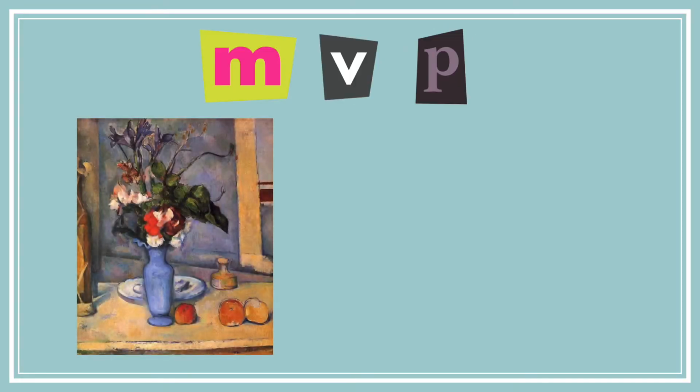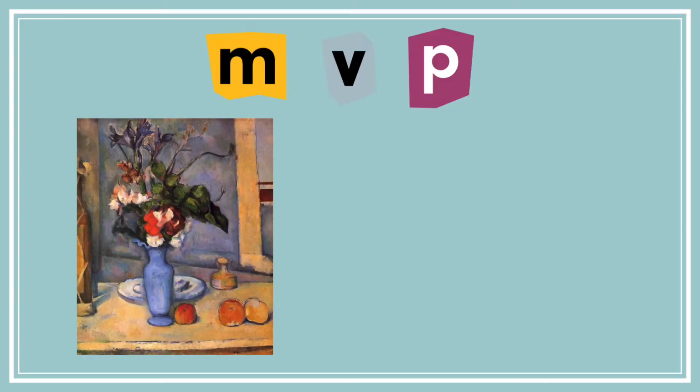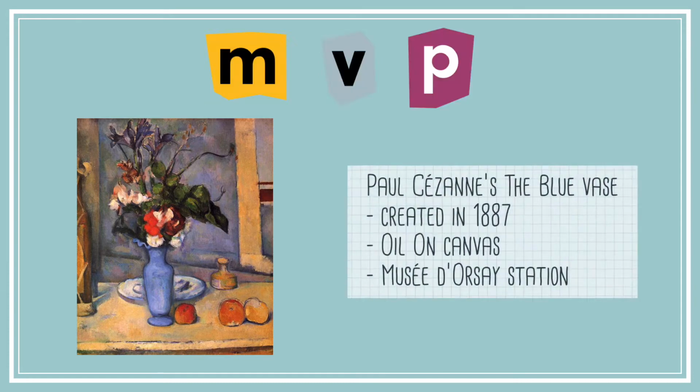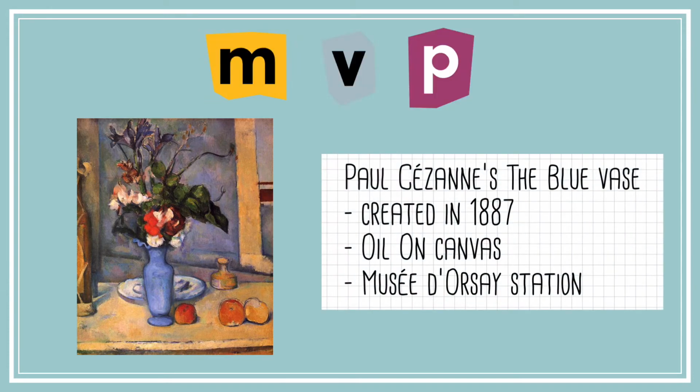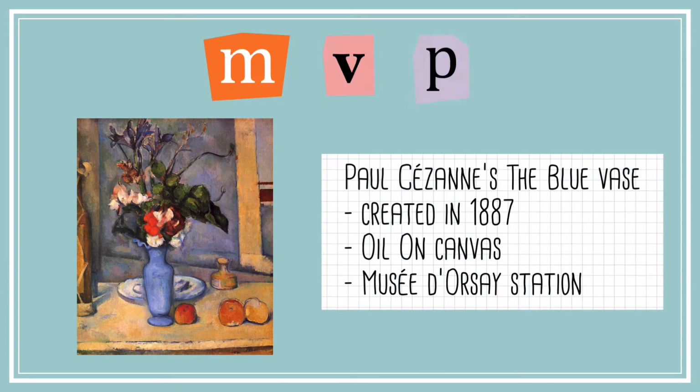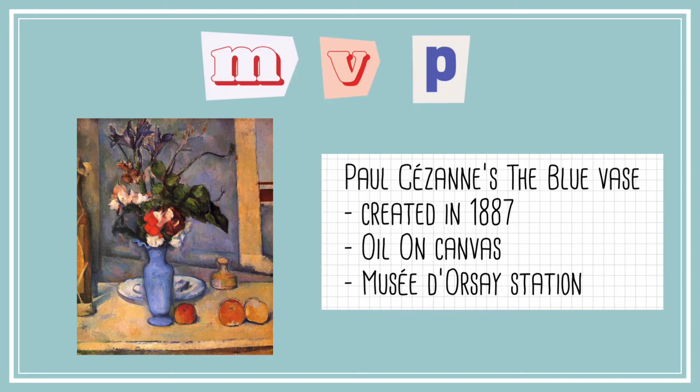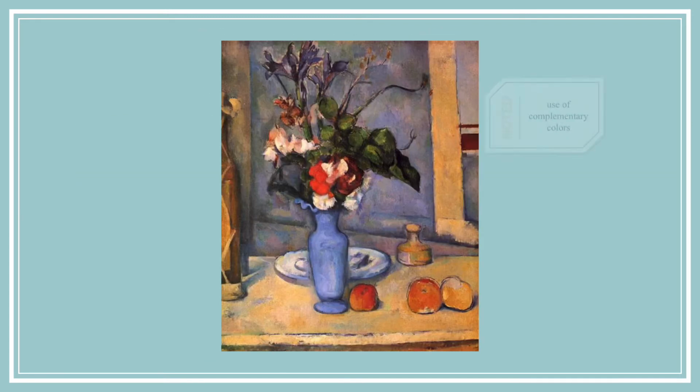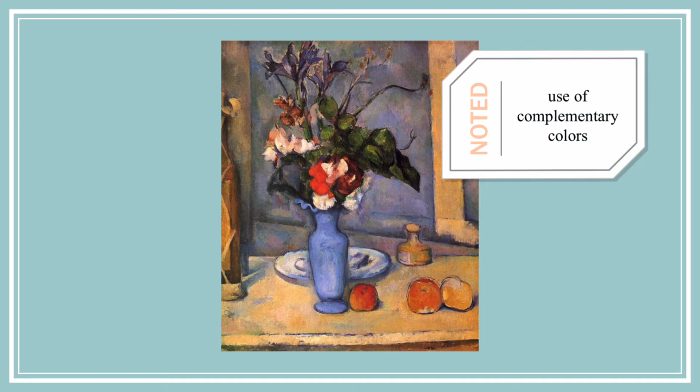The MVP that I chose for my fantasy art collection is Paul Cézanne's The Blue Vase. This old painting was made in 1887 and is currently located in Musée d'Orsay in Paris. In the painting, we see flowers in a blue vase and some fruits. We also see a plate and a bottle. He concentrated on the colors in this painting. He used pale and orange as complementary colors.